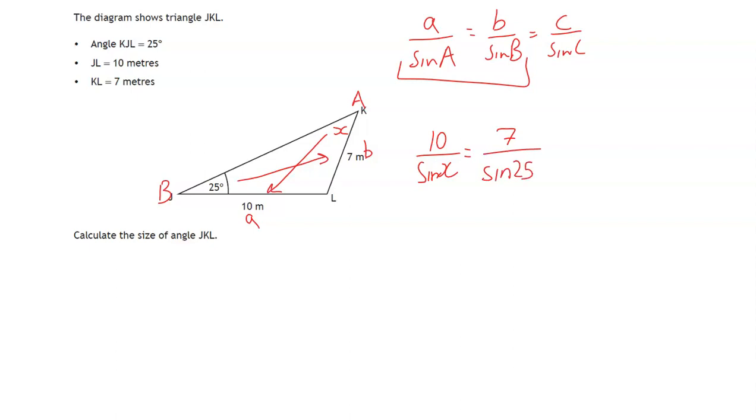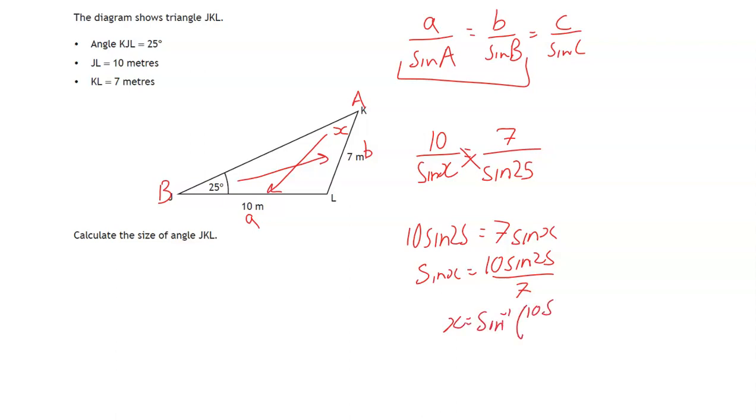Now what I want to do is rearrange this equation so I get sine x is equal, and I can then solve it by taking sine minus 1. So if I quite simply cross multiply, what I'll end up with is 10 sine 25 is equal to 7 sine x. Then if I rearrange that again by dividing by 7, I get that sine x is equal to 10 sine 25 all over 7. So now I can simply say that x is equal to sine minus 1 of 10 sine 25 all over 7.